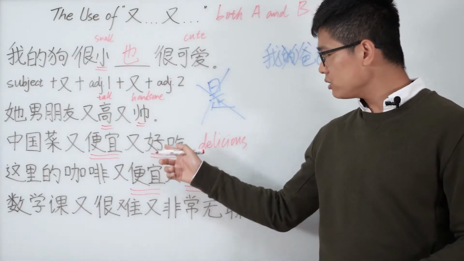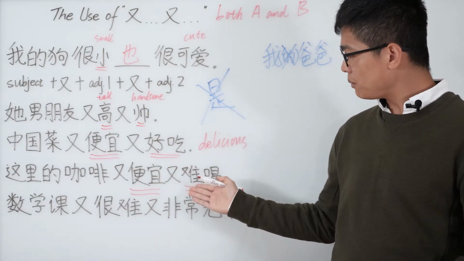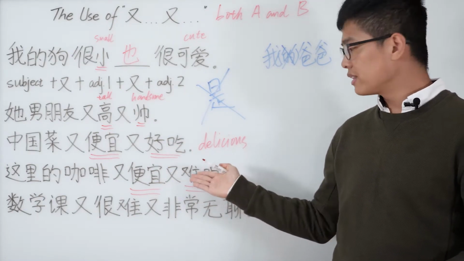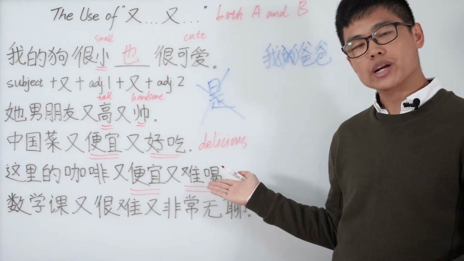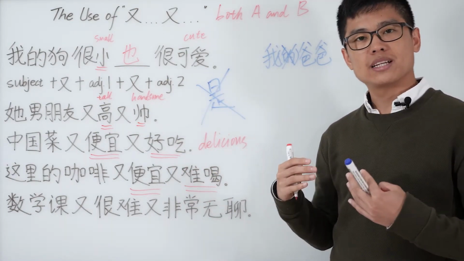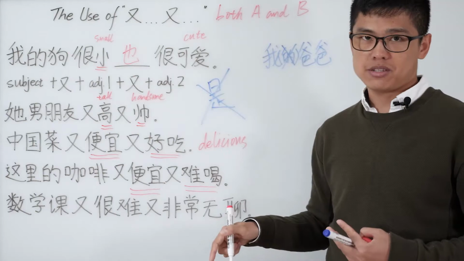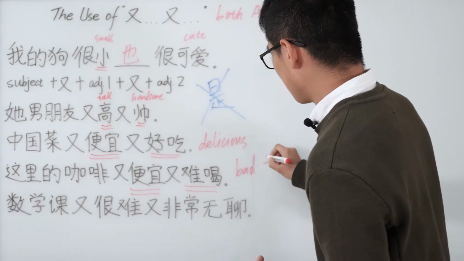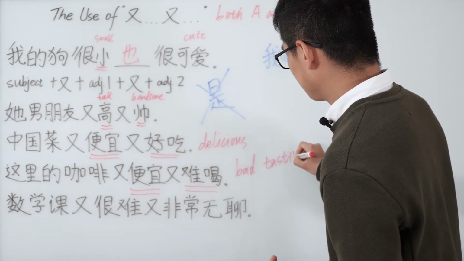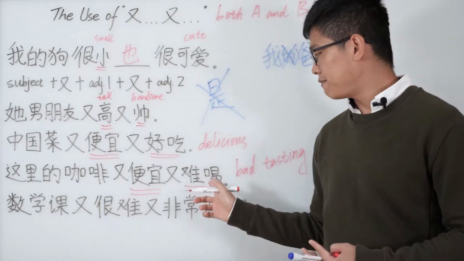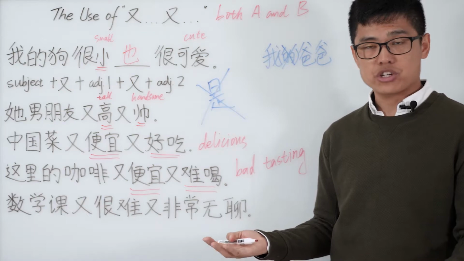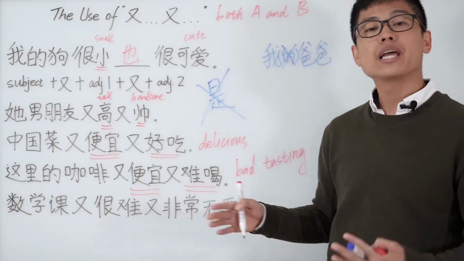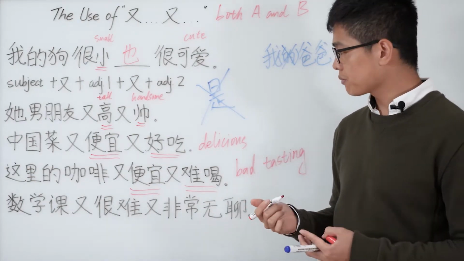Now 好吃 is delicious. What about 难喝? 难 is difficult. 喝 is drink. Difficult to drink. 难喝 means bad tasting, okay? Bad tasting. If it's 喝, it's in terms of beverage. If it's 吃, 难吃, in terms of food, okay?